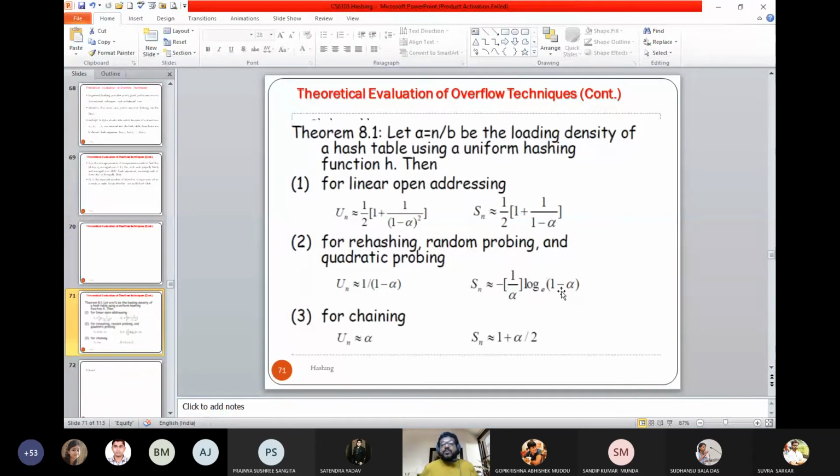N corresponds to when you have n number of keys to be stored. So here is the probability. These are the formulas for linear probing and rehashing, random probing. All these formulas are credited to the notebook. None of the books explained them on their own. They refer to the notebook regarding this formulation.